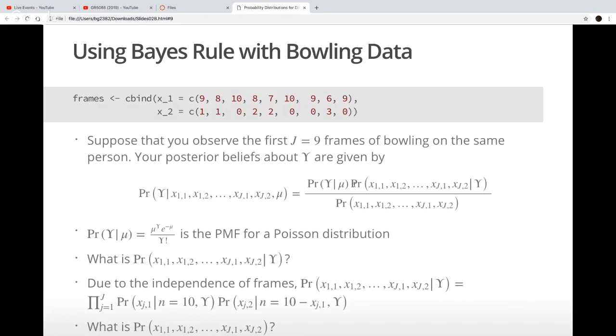Okay. So remember before we talked about how we would get the marginal probability for what happens on the second roll of a frame of bowling? What did we do to get that? Remember we had the table? Summed. So we took the joint probability of the first roll and the second roll, summed it down to get the probability of what happens on the second roll, irrespective of what happens on the first roll.